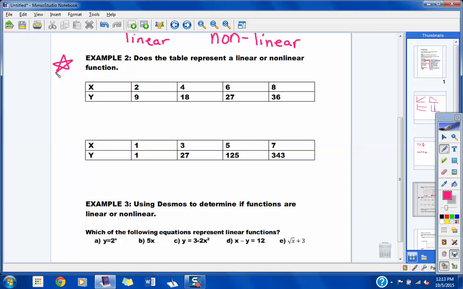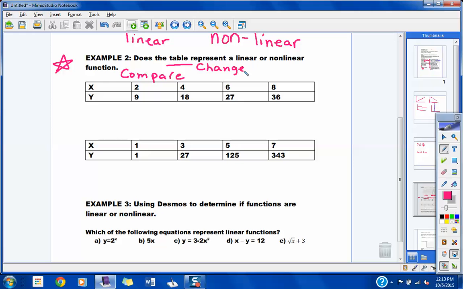A couple different things I can do. I can take this table and actually graph it if I wanted to, and I'll show you how we'll do that in a second. But there's a trick to doing this, and I'm going to show you the trick right here. Anytime you're given a table like this, your job is to compare. Watch what I write here.